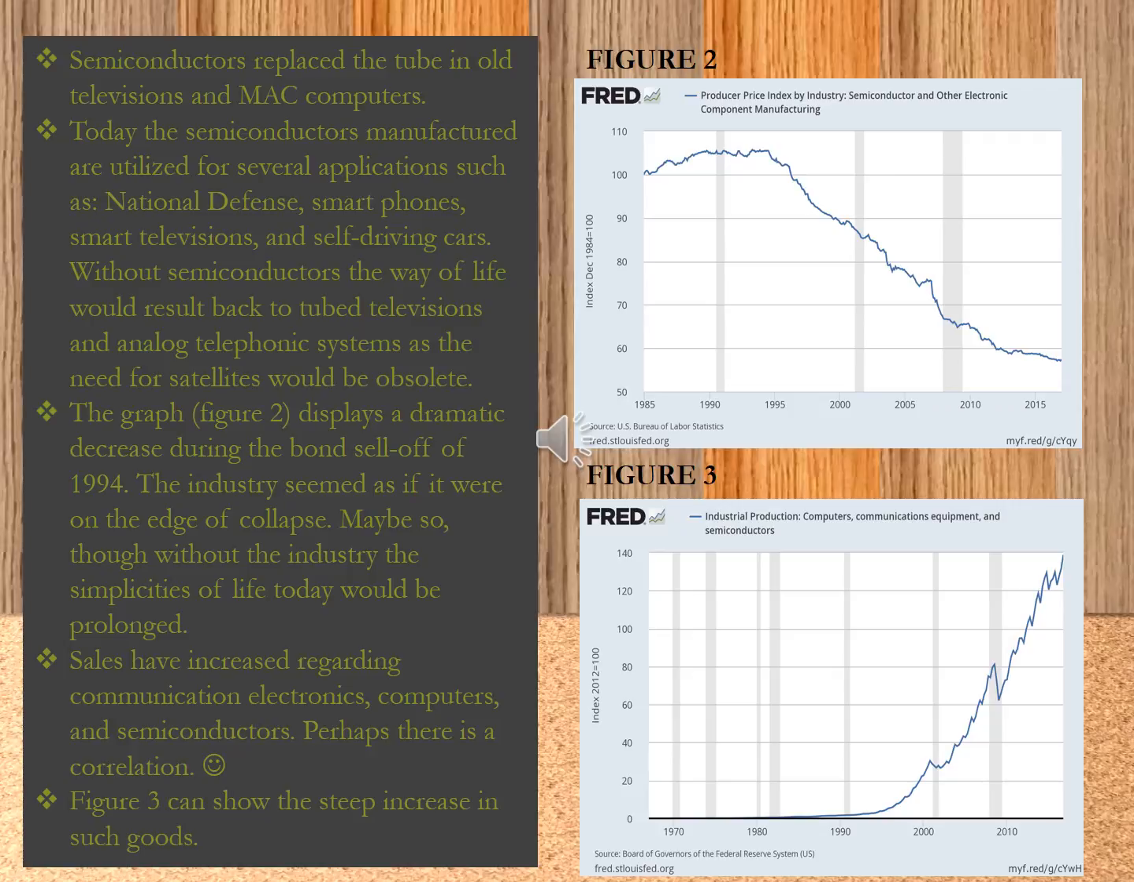The graph in Figure 2 displays a dramatic decrease during the bond sell-off in 1994. The industry seemed as if it were on the edge of collapse. Maybe so, though without the industry, the simplicities of life today would be prolonged. Sales have increased regarding communication electronics, computers, and semiconductors in recent years. Perhaps there's a correlation. Figure 3 can show this steep correlation and the demand increase for these goods.